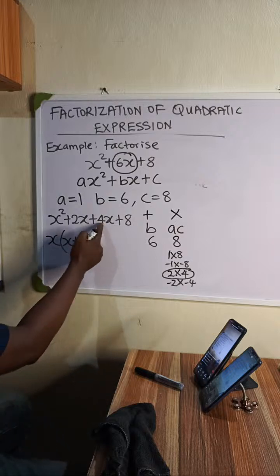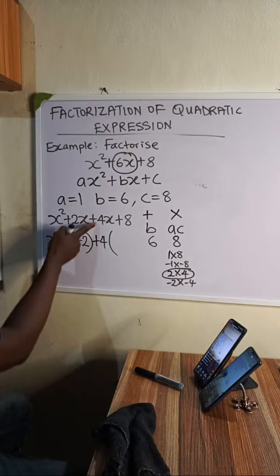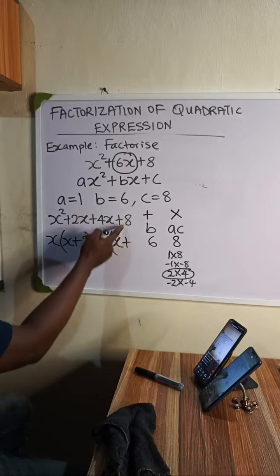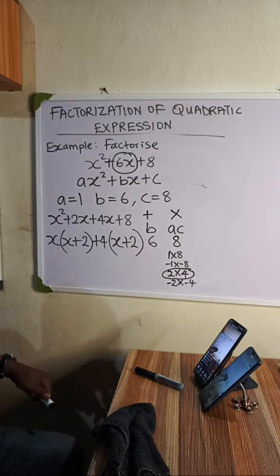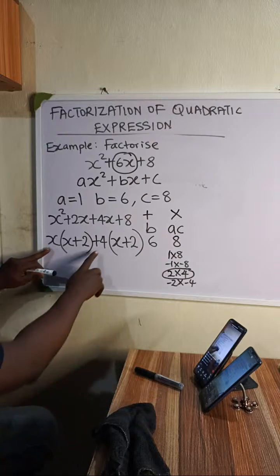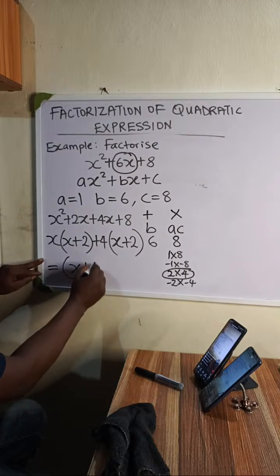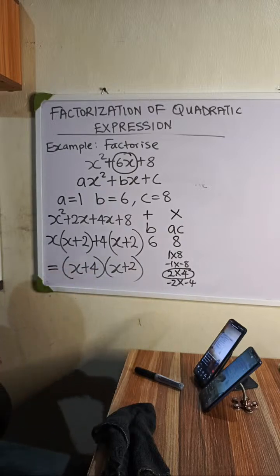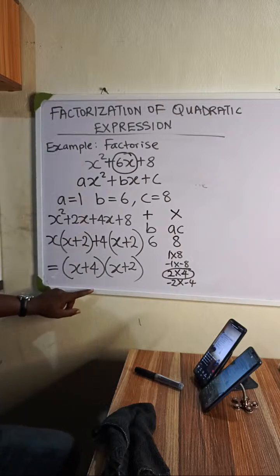So next, 4x plus 8. What is common is 4. 4x divided by 4 will give us x, plus 8 divided by 4 will give us 2. Now we can bring the values outside the bracket together. So this means x plus 4 into x plus 2. So we have been able to factorize this quadratic expression to get this.